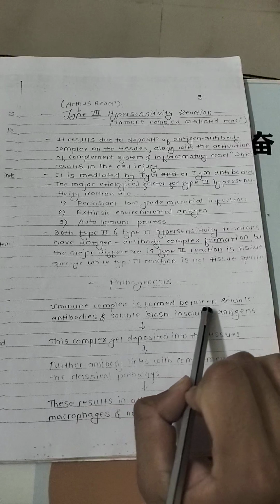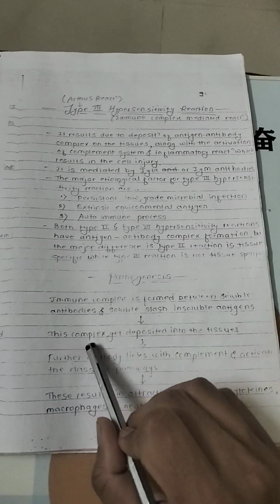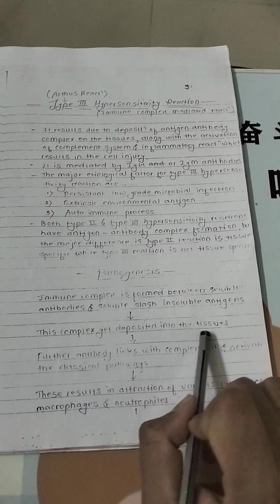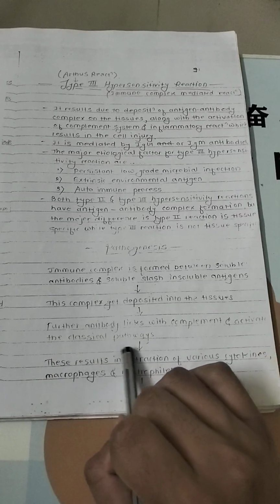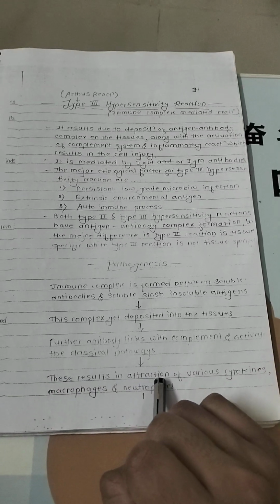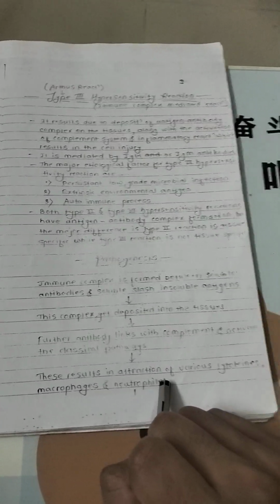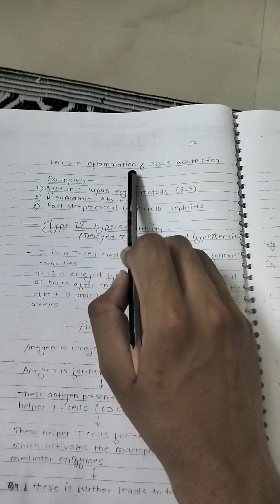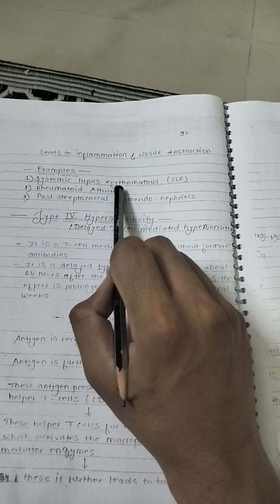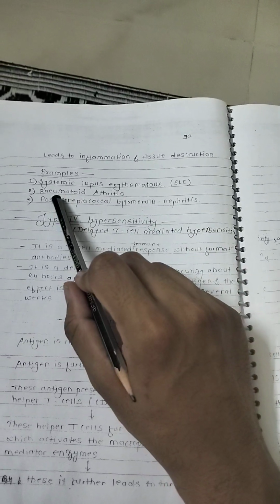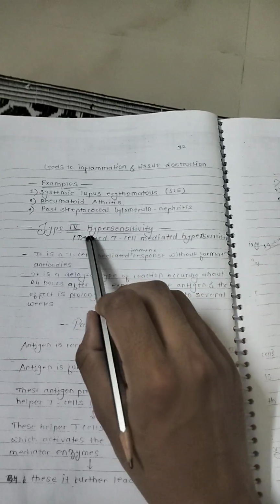Pathogenesis. Immune complex is formed between soluble antibody and soluble or insoluble antigen. This complex gets deposited into the tissue. Further, antibody links with complement and activates the classical pathway. This results in attraction of various cytokines, macrophages, neutrophils, leading to inflammation and tissue destruction. Example: systemic lupus erythematosus SLE, rheumatoid arthritis, post-streptococcal glomerulonephritis.